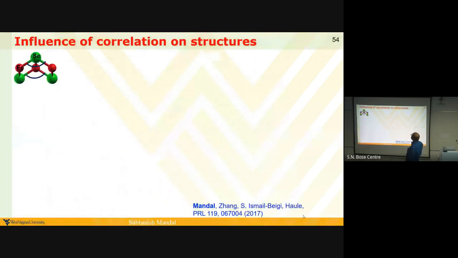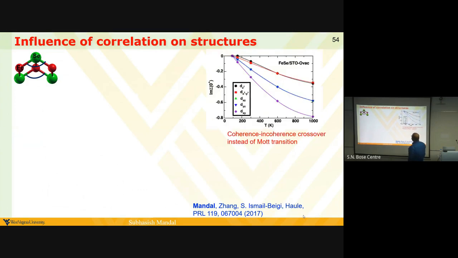So we actually did a calculation of the phonon to understand the electronic structure for the monolayer FeSe, and we see that the system actually goes through a coherence-incoherence crossover instead of a Mott transition. If you do a slave boson calculation, it's going to give you a Mott transition, which is not correct. But we see that the imaginary part of the self-energy extrapolated to zero shows the orbital dependent crossover from coherent state to incoherent state.